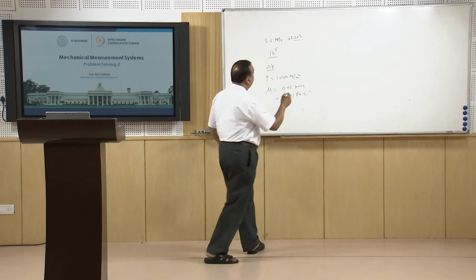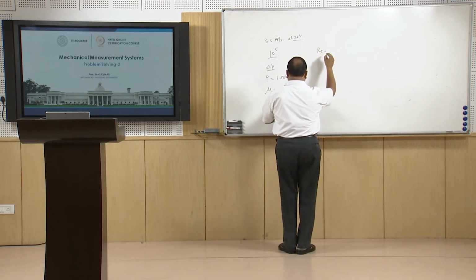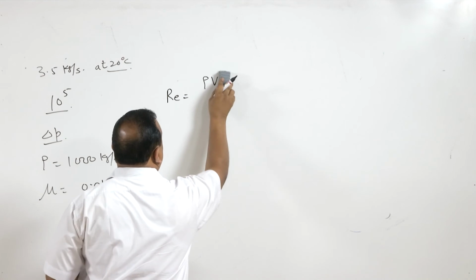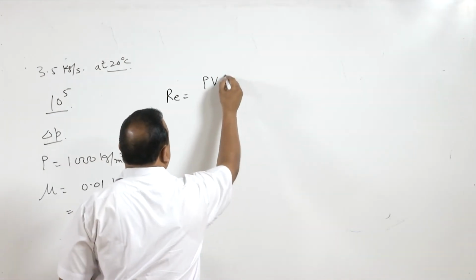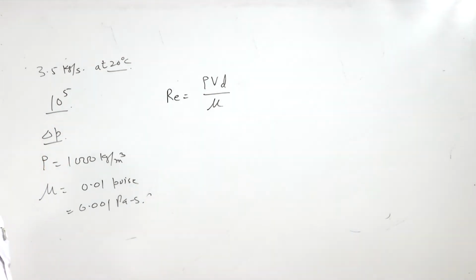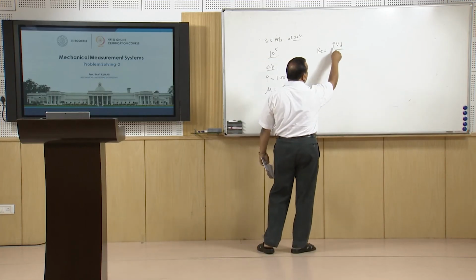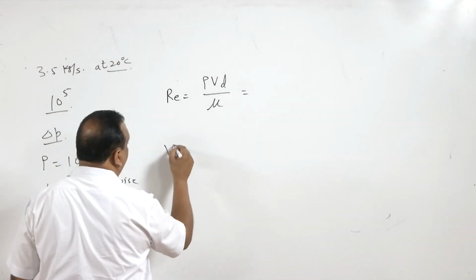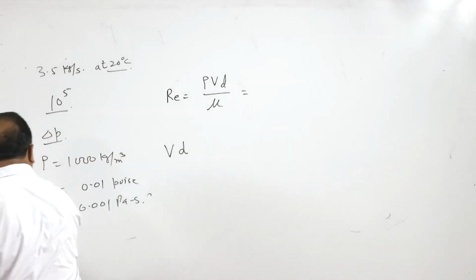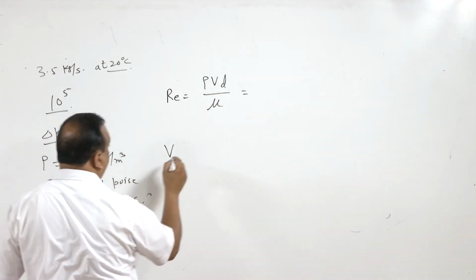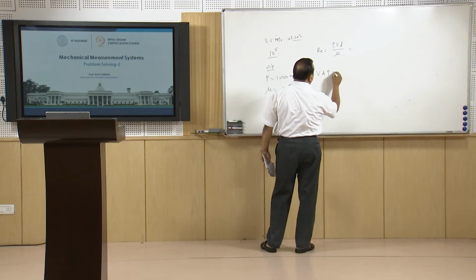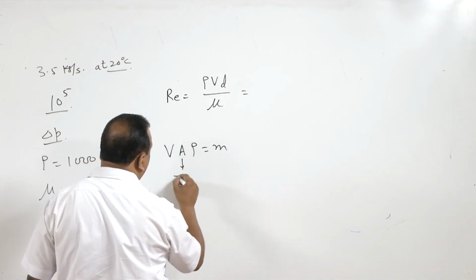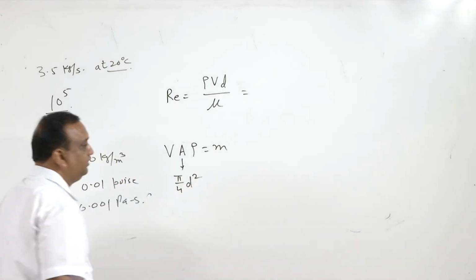Reynolds number here is going to be rho V d by mu. Mu is the viscosity, V is the velocity of water in the pipe, d is the diameter of the pipe, and rho is the density of the water. And we know that rho V A is mass flow rate by the continuity equation, and A is pi by 4 d square.